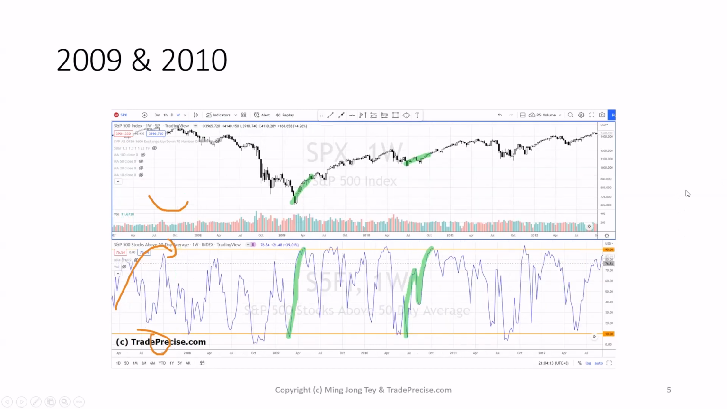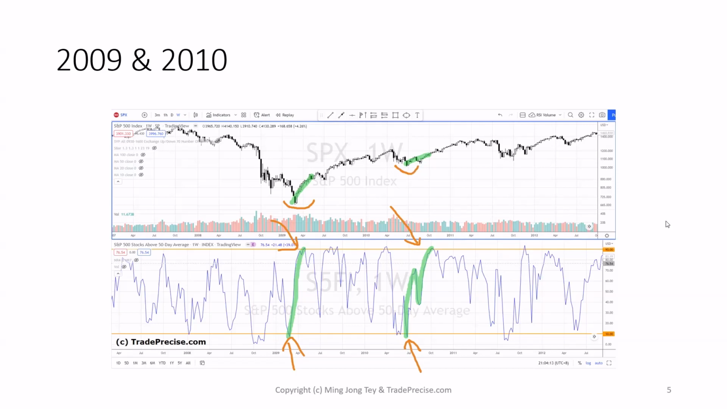And lastly, we have that in the global financial crisis in 2009 here, and that actually marked the bottom. So from the oversold all the way to overbought. And also 2010 as well, oversold 10, overbought 90. So that marked the market bottom in 2010 as well.